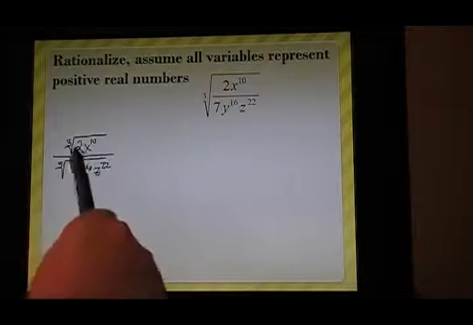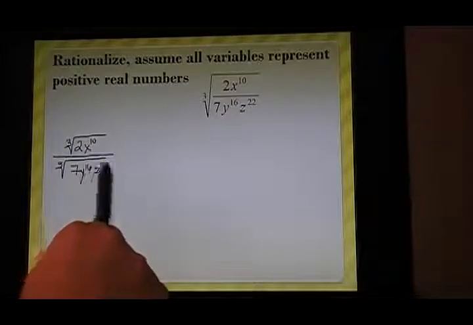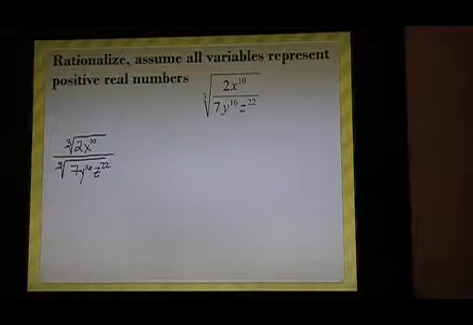Looking at my numbers, 2 and 7, those aren't divisible by perfect cubes, but my x to the 10th, all of these powers are greater than the index, so I know I can simplify. So if we want to do, this is kind of the route we've been taking, doing our simplification.